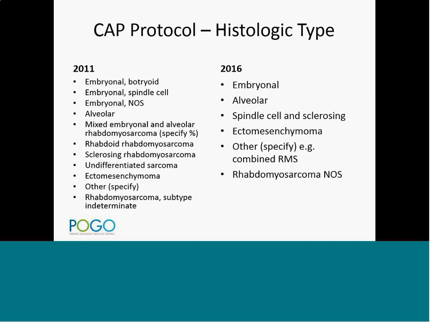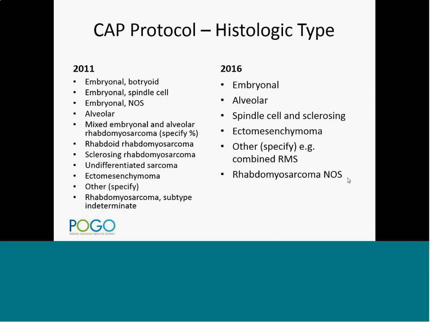Ectomesenchymoma is a very rare tumor, which I must admit I have not seen come across my desk, but I've certainly seen in slide sets whereby you have ganglion cell-like differentiation together with the rhabdomyoblastic differentiation. There are the categories there. Other refers to, for example, a combined rhabdomyosarcoma where you might have embryonal and alveolar type morphologies within the same tumor. And rhabdomyosarcoma NOS refers to those biopsies where you just can't tell.